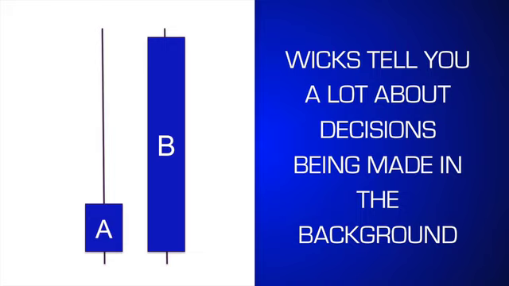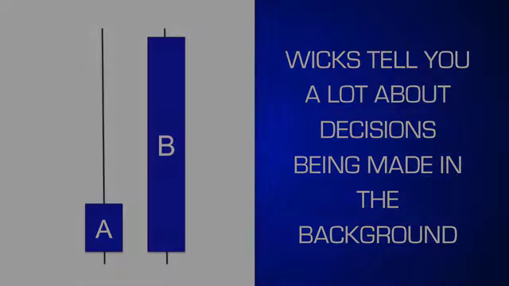Wicks are also what we call fake outs, meaning that the market was moving up in that direction, but it decided not to move in that direction. And we call it fake outs because it faked you out. You thought it was moving up, but it actually was not. Or you thought it was moving down, but it actually was not.